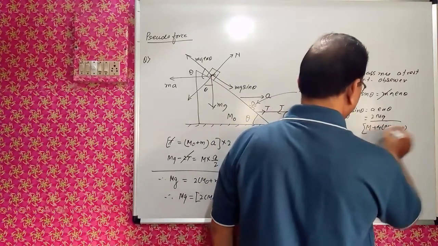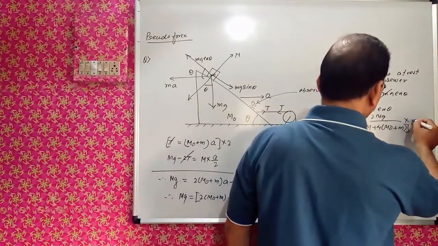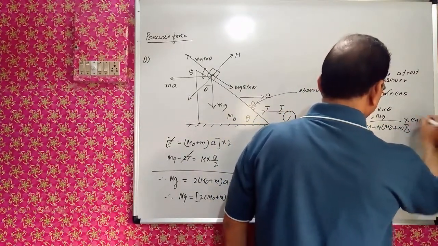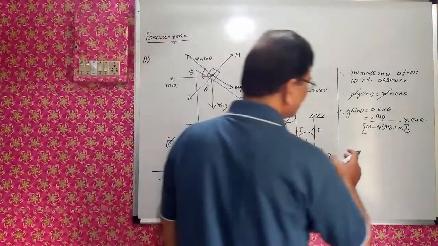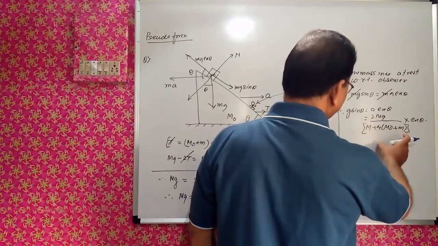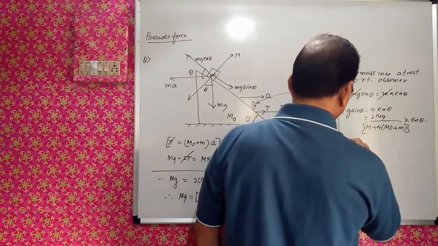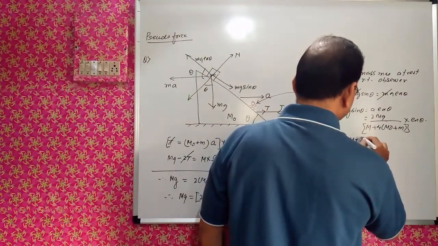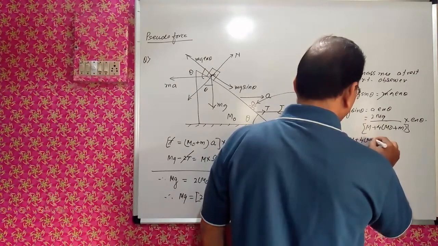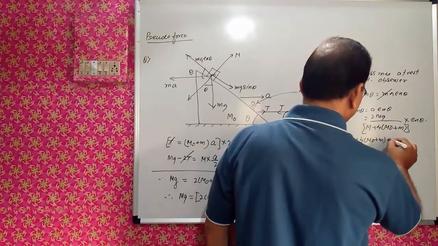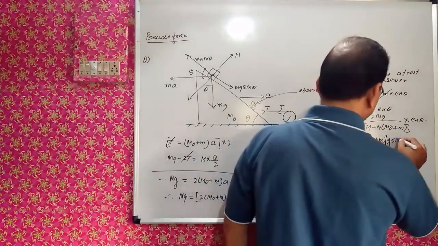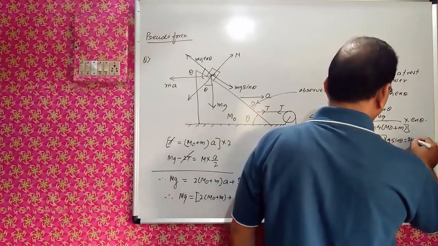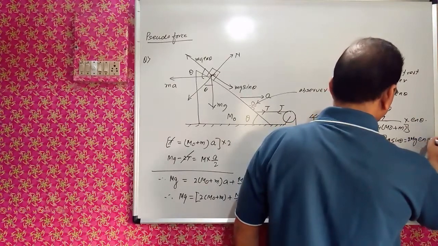right, into cos theta. With the help of this, we can find the value of capital M. So this can be done like this. We can do cross multiplication. We will get (M + 4m0 + m) into g sin theta is equal to mg cos theta.